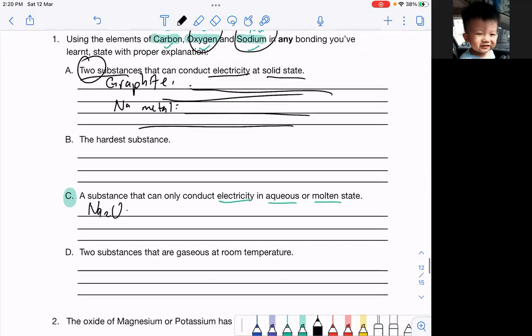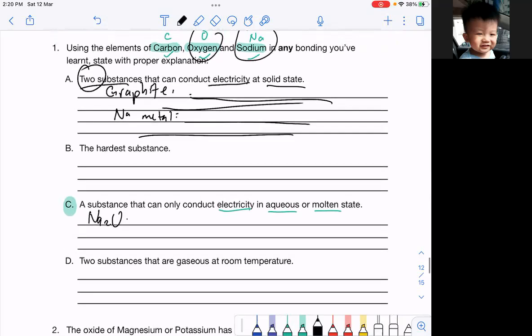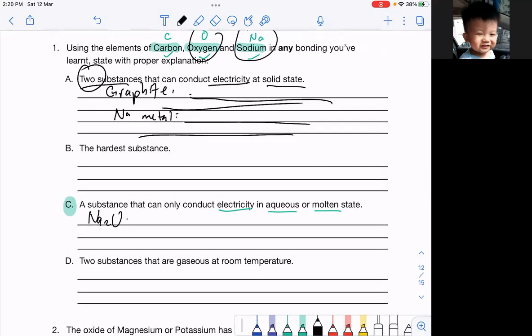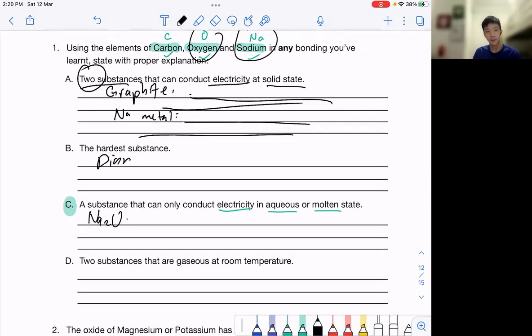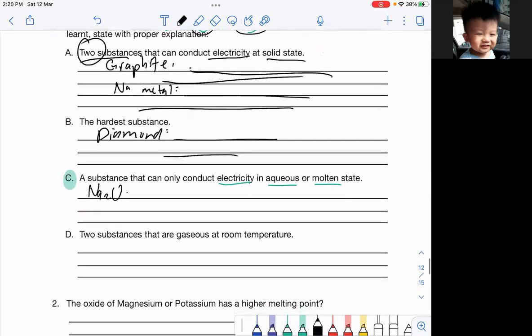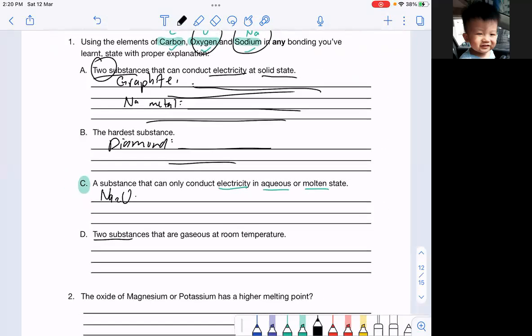Now B, this one is easy. Everybody should know. Carbon. Just say diamond, because people don't know what you're talking about. It's a diamond. Okay, then explain why diamond is hard. This one I already said is NaO2. What two substances are gaseous at room temperature?